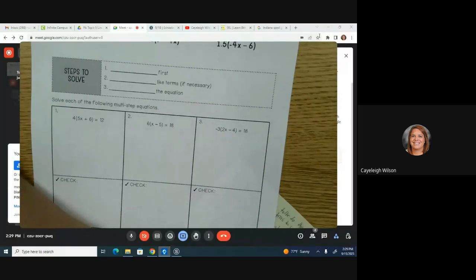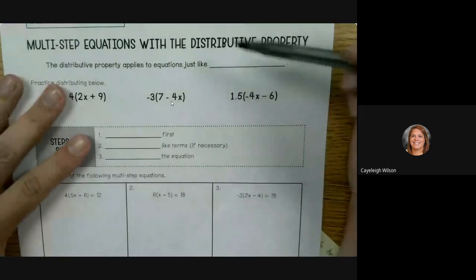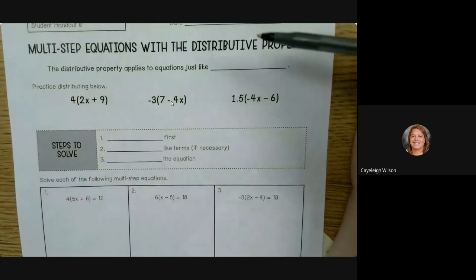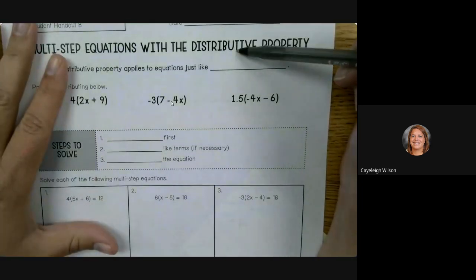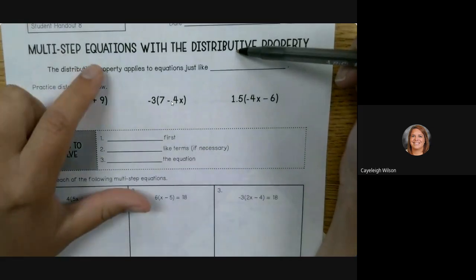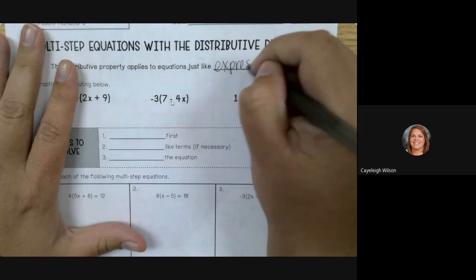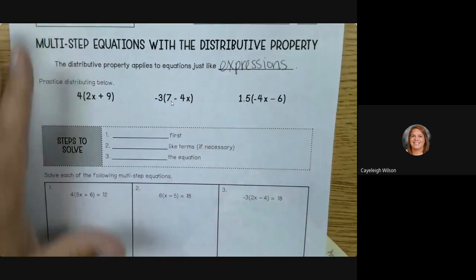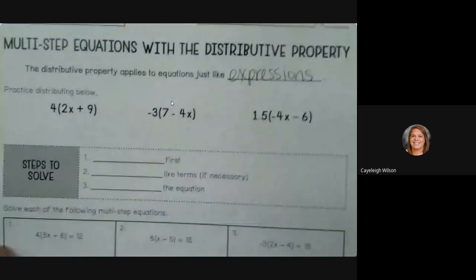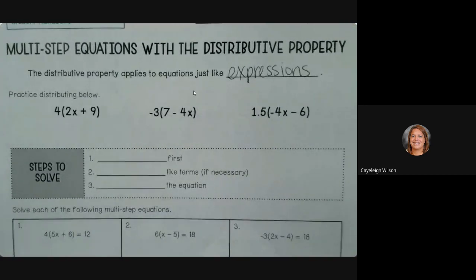Okay. All right. So today's multi-step equations with the distributive property. So our distributive property is like what we did before. It applies to equations just like it does expressions. So the first thing that we're going to do is review what the distributive property does.